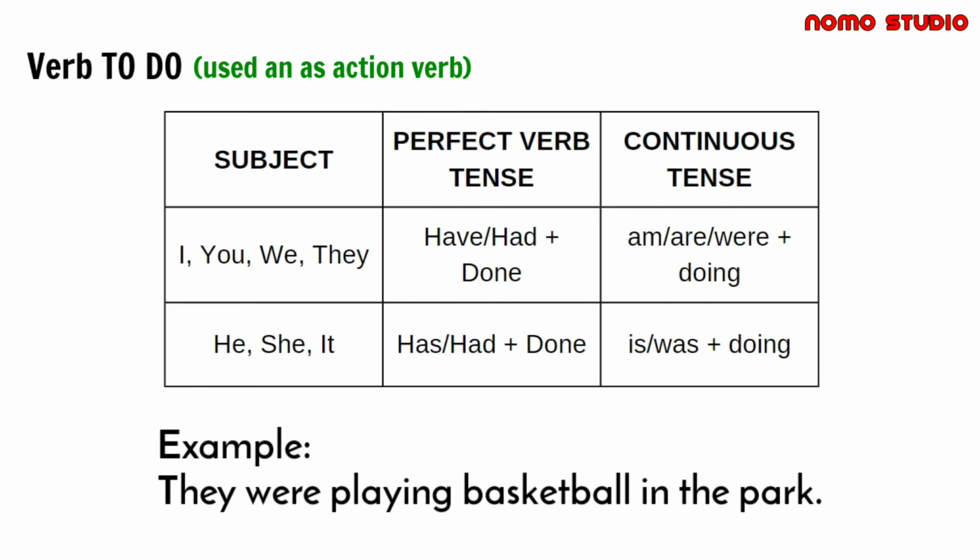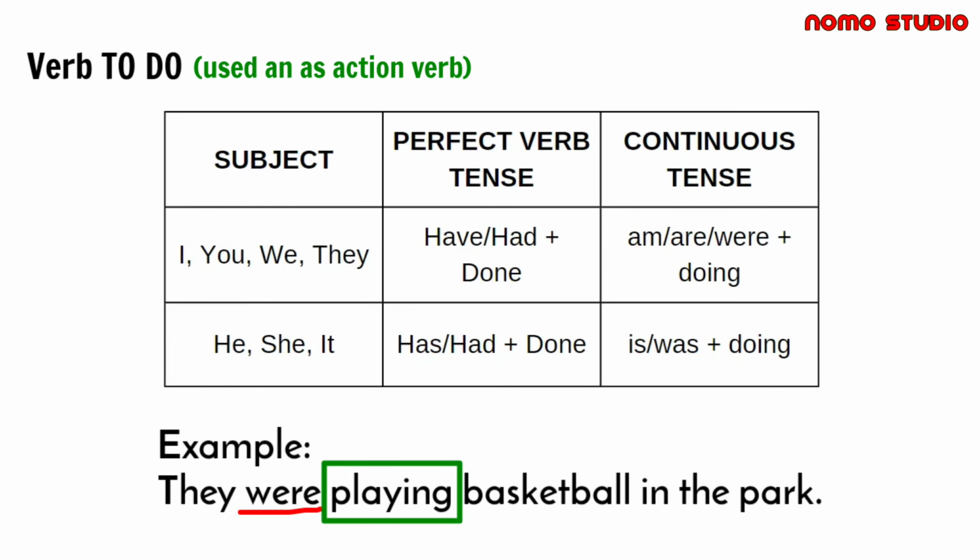Another example, they were playing basketball in the park. So in this given example, were is used since yung they is a plural subject or plural pronoun. Tapos, gumamit tayo ng playing kasi nga kapag continuous tense of the verb or patuloy na nangyayari ang isang pangyayari, ibig sabihin yung may ing na verb.